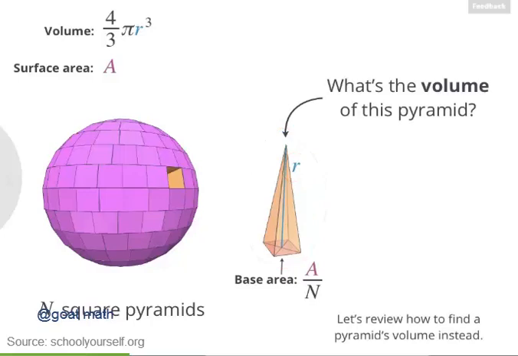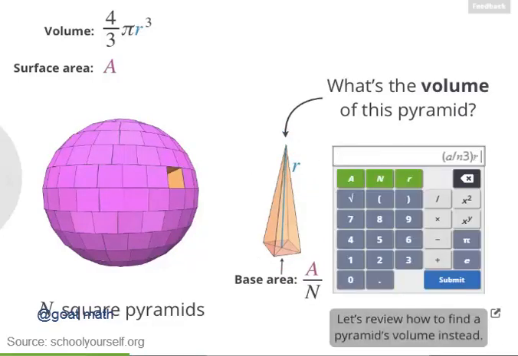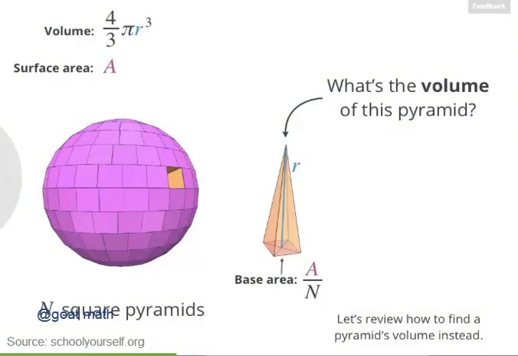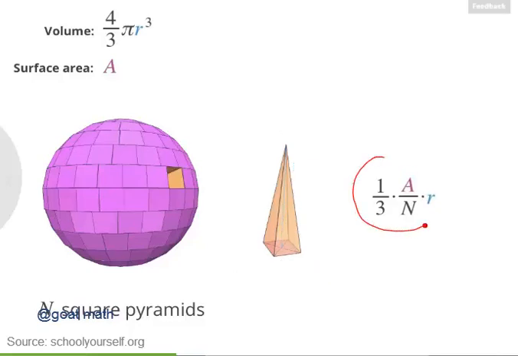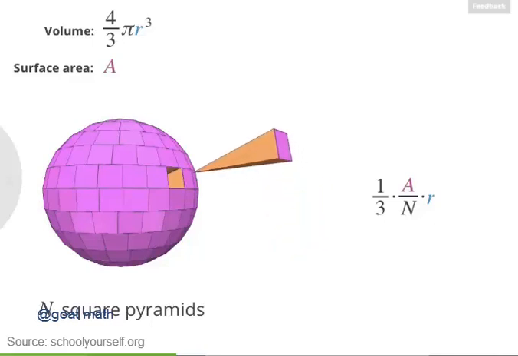And to review how to find a pyramid's volume, click down here instead. Right, the volume of any pyramid is 1/3 times the area of its base times its vertical height. So for this pyramid here, that's 1/3 times A over n times r. So we have an expression for the volume of this pyramid. Let's put it back into our sphere.